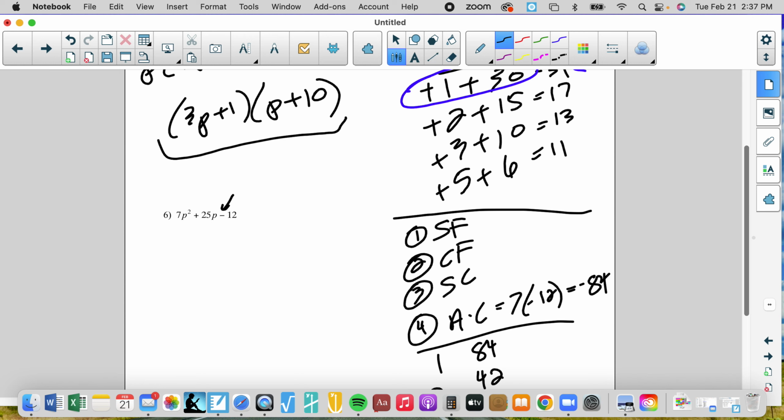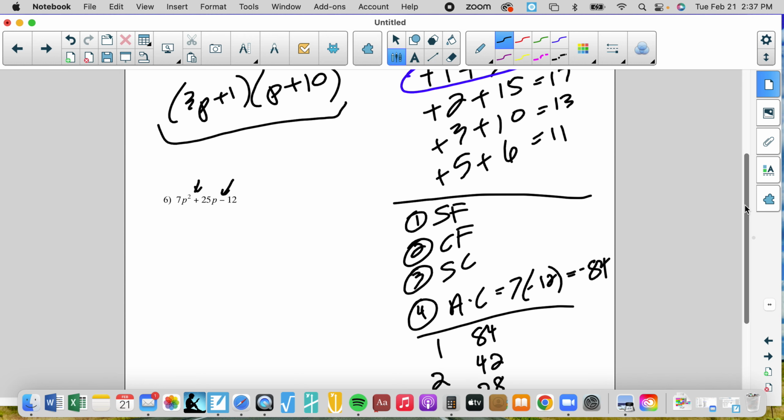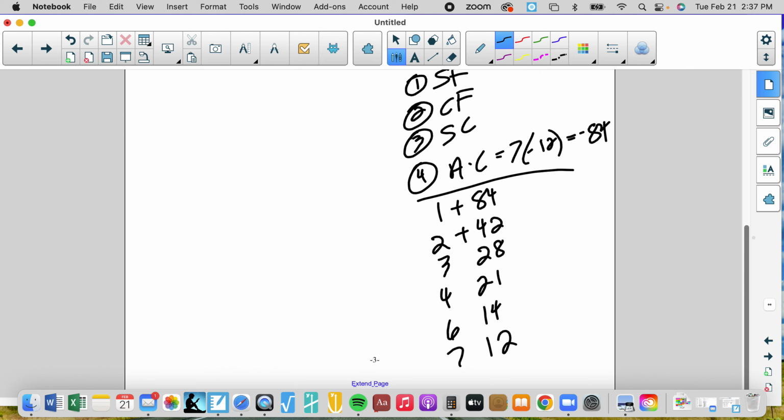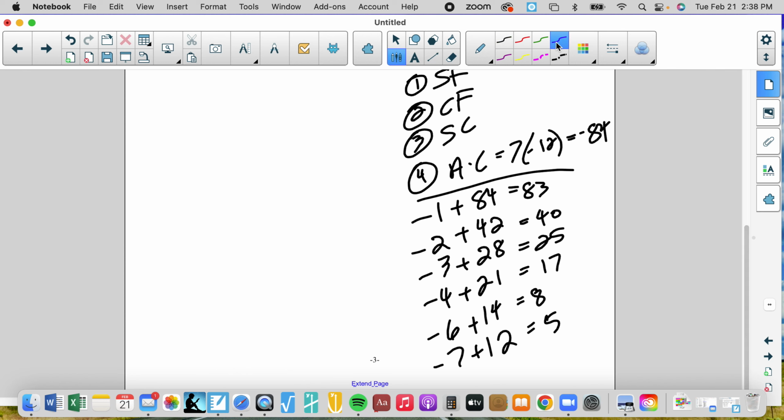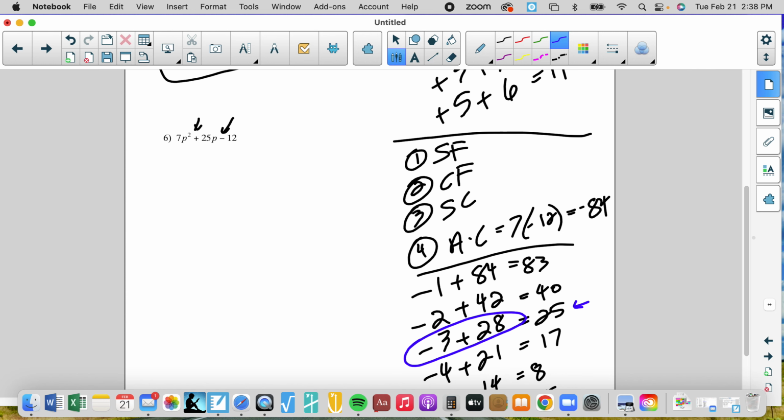My signs are different, and my bigger is positive. So signs are different, bigger is positive. So since I made all my larger factor pairs on the right, I know that I can just go down the line. This makes 83, 40, 25, what's that, 17, what's that, 8 and 5? Again, 25, okay, found it. Yep, negative 3 and positive 28 makes 25. Just checking, 2 seconds to check.